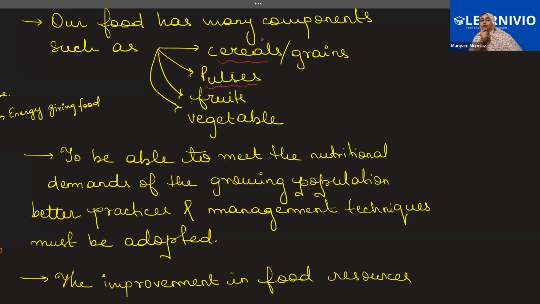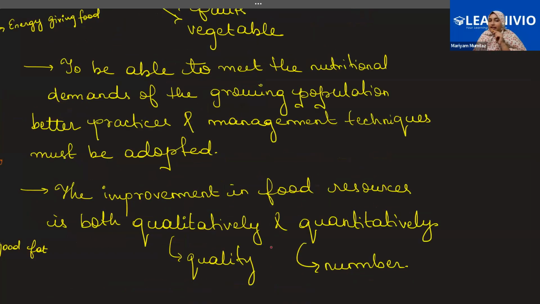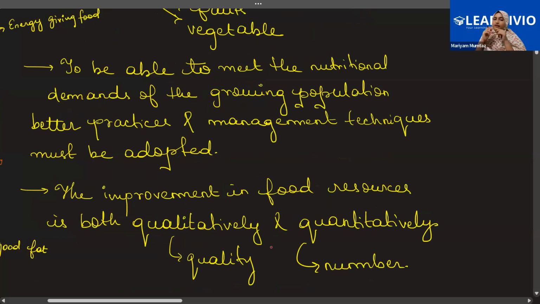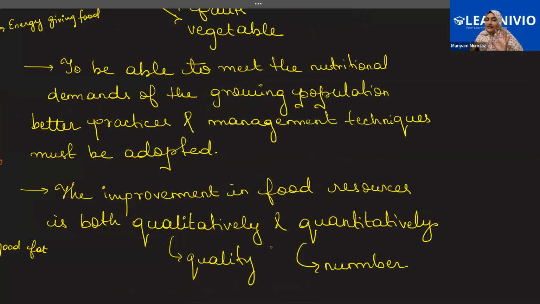Now, in terms of food, if the population grows, eating is one thing that no one can avoid. Everyone has to eat. So if we develop better practices, if we maintain more and better crops, the growing population can be fed nicely. So to meet the nutritional demands of the growing population, better practices and management techniques must be adopted. All of those techniques and practices we are going to study in this particular chapter.